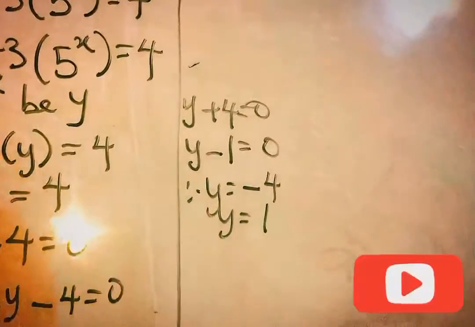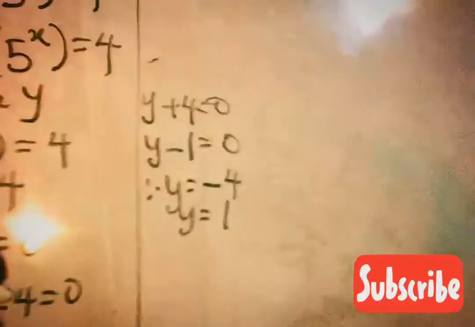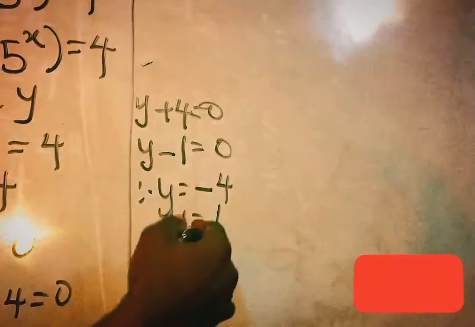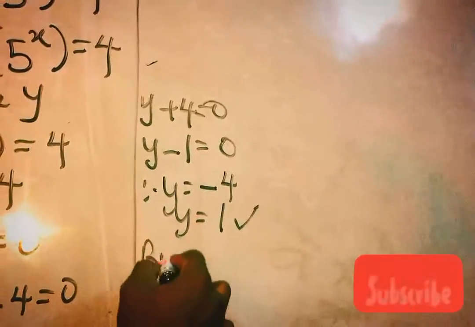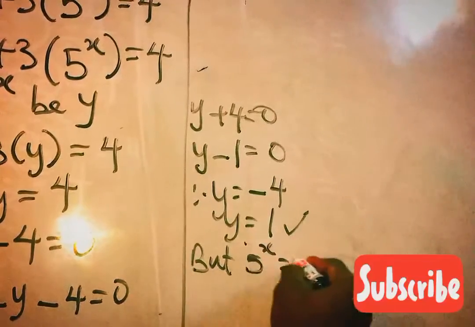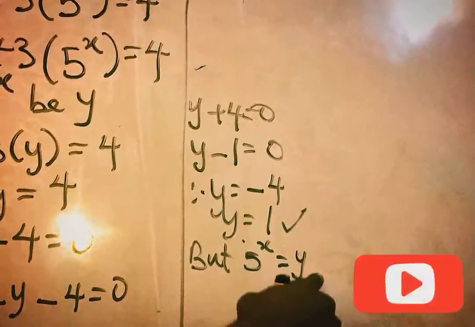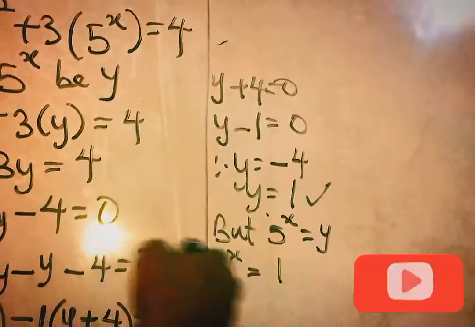But because this is the initial equation, I cannot have an answer that is minus 4. My answers must be positive, so I'm only going to make use of positive 1. But then, remember that we said 5 raised to the power x is y. So 5 raised to the power x is equal to y, and the value of my y is positive 1. So 5 raised to the power x is equal to positive 1.